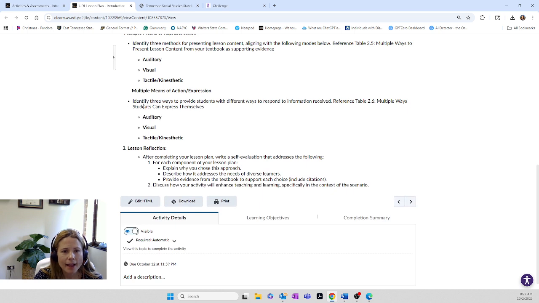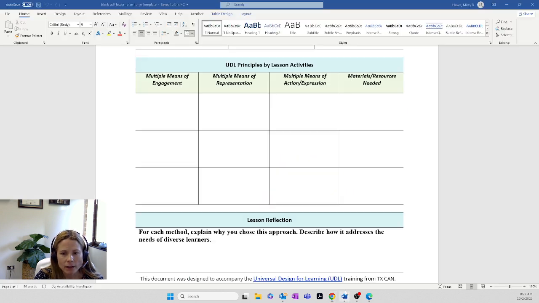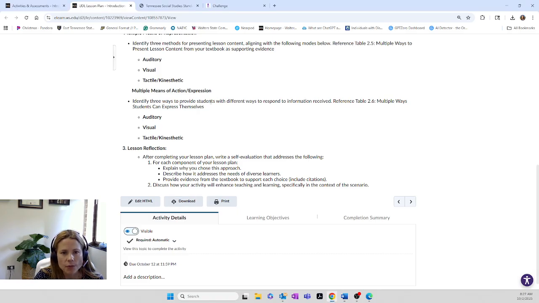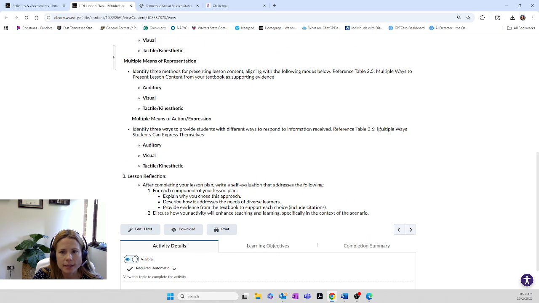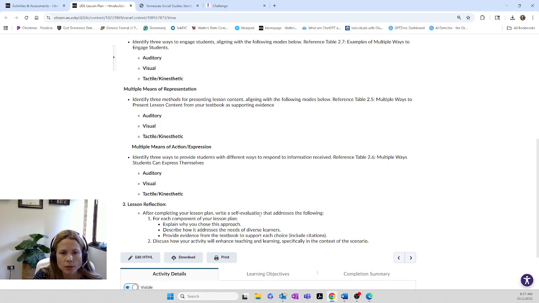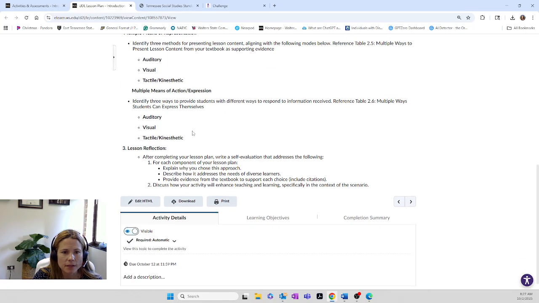Okay. And then lastly, the last column here is going to be your action and expression. You're going to identify 3 ways to provide students to respond to information received, right? So this is how you're going to assess them. You always got to think about how you're going to assess the student. And you're going to use table 2.6, which is multiple ways students can express themselves. And again, you're looking at these 3 areas or approaches: auditory, visual, tactile, kinesthetic. So how are you going to approach these learners here?